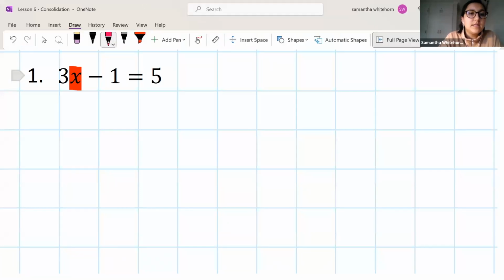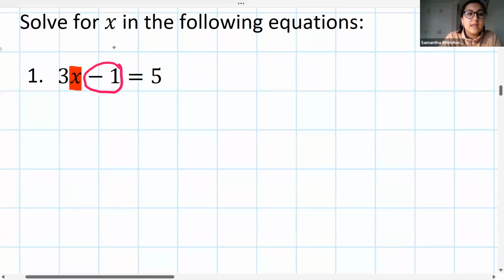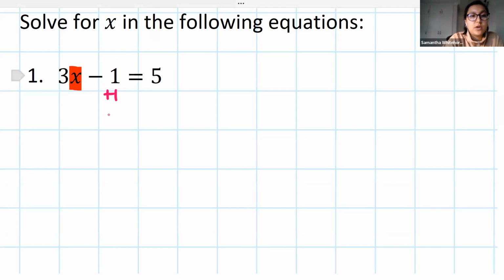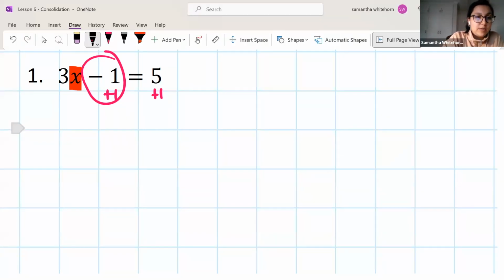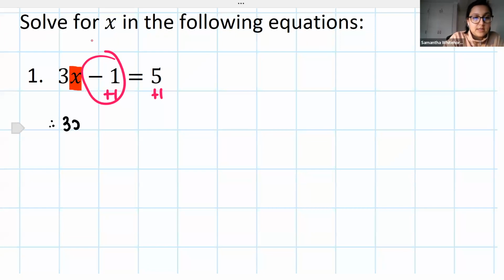What that means is this -1 and this times 3 are not really working for me. I need to get x alone, so I need to get rid of those things. So the first thing that I want to do is I want to use my inverse operations and add 1 on both sides so that this becomes 0 and I'm left with just 3x on the left. So that would mean I've got 3x is equal to 5 plus 1.